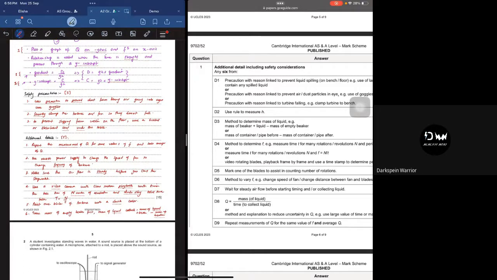Now, for the second question tomorrow, I just want you guys to revise your uncertainties a bit because uncertainty is a big part in that. And just revise that. We're going to go towards the next question tomorrow.